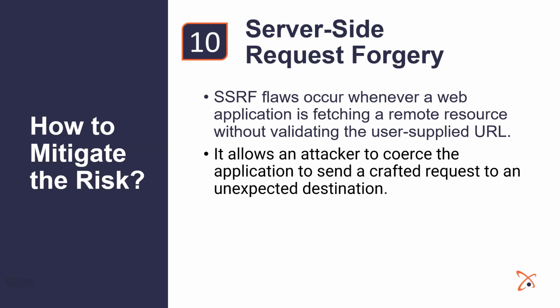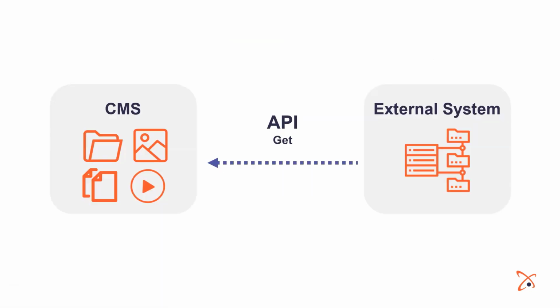The final item on the OWASP Top 10 is server-side request forgery. SSRF flaws occur whenever a web application is fetching a remote resource without validating the user-supplied URL. It allows an attacker to coerce the application to send a crafted request to an unexpected destination, even when protected by a firewall, VPN, or another type of network access control list.